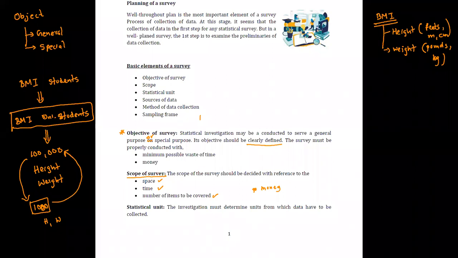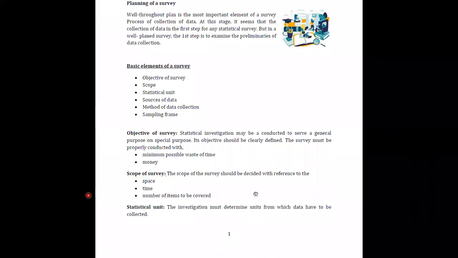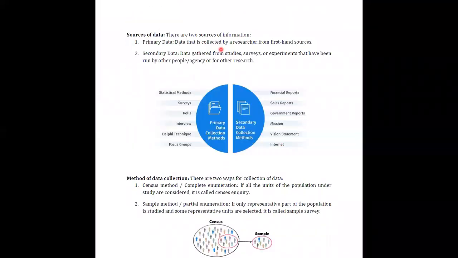If we move to the next part, the fourth part is the sources of data. The word itself implies from where you are going to obtain the data. If you consider the source of data, generally we have two types of sources. We call them primary data and secondary data.